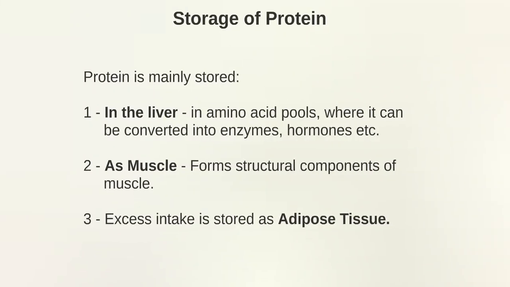So your 3 key storage places for protein in the body, these are the ones we need to know, so make sure you highlight this in your notes and be ready to answer this come exam time. Protein is stored, just like carbs, in the liver, as muscle tissue, and any excess is stored as adipose tissue under the skin, so that's body fat under the skin.